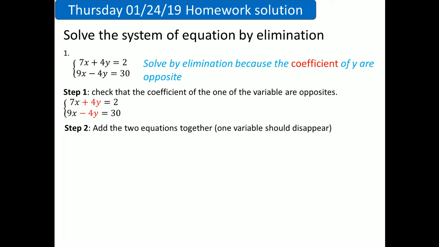Step 2, I'm going to add the two equations together. One variable should disappear in the process. 7x plus 9x gets me 16x. 4y plus negative 4y gets me 0. See how it disappears? 2 plus 30 gets me 32.